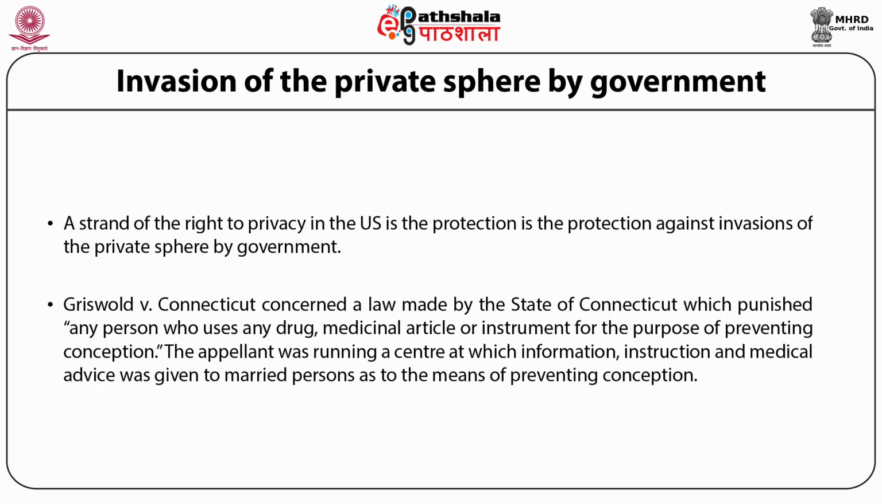When you use a condom, what are you doing? You're preventing conception. So the appellant Griswold ran a center at which information, instruction, and medical advice was given to married persons as to the means of preventing conception. So essentially, Planned Parenthood, as the clinic was called, was saying to people, okay, look, you've had 2 children. Here's how you can, well, not have any more children, to put it plainly and simply. The United States, of course, given its Christian grounding, it's not a Christian nation per se, but it's a nation where a majority of its citizens are Christians, and devout Christians at that, and have always had an issue with abortion.